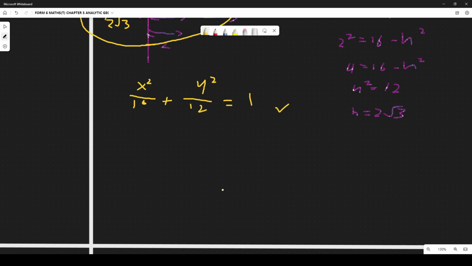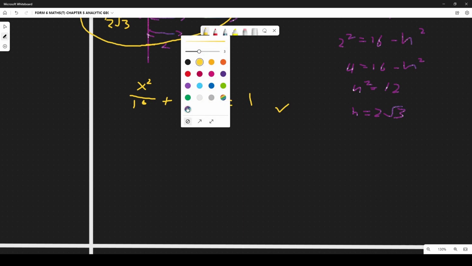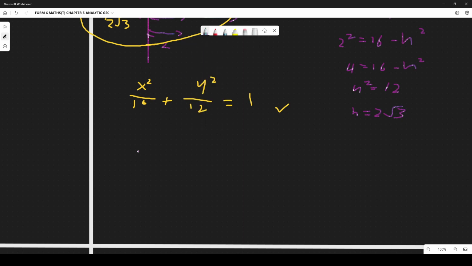Now I'll quickly run through the second question. Same here. This one, the center is at 2, -1, I believe. Then the focus is at 2, 3, and the vertex is at 2, 6. So I can say that the major axis lies vertically. It goes like this, right? The major axis lies vertically.